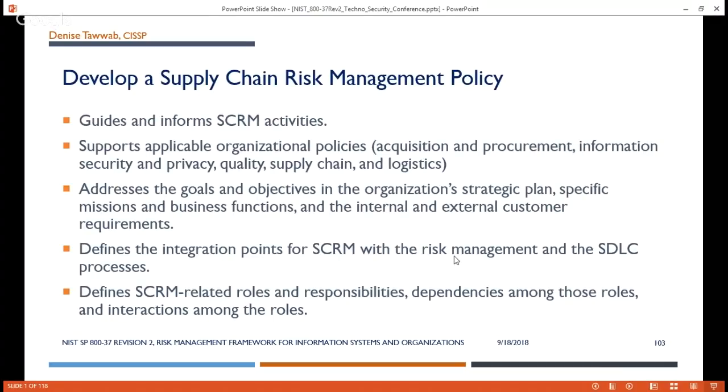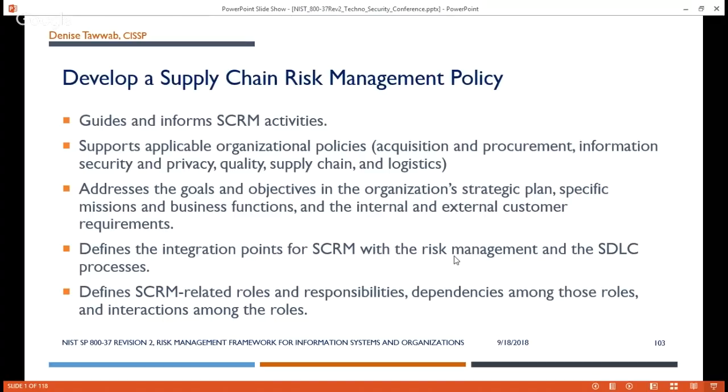So you want to develop a supply chain risk management policy that guides and informs supply chain risk management activities, that supports applicable organizational policies. That's going to be your procurement policies, your information security and privacy, quality, supply chain, and logistics. The supply chain policy should address the goals and objectives in your organization's strategic plan, specific mission and business functions, and the internal and external customer requirements.